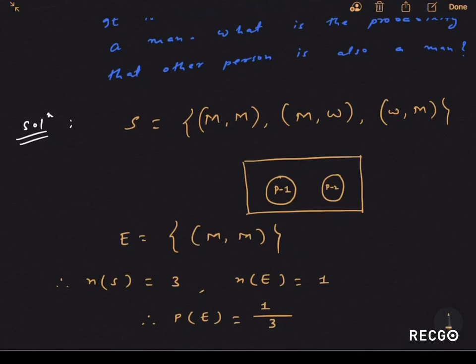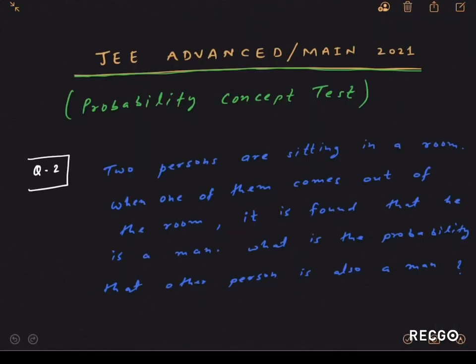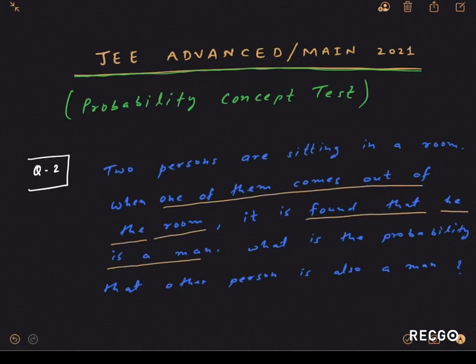But sometimes I have seen students making mistakes in this question also. Some of them say that it is 1 minus 1 by 4. That is wrong. Now coming to the second question. One of them comes out of the room and it is found that he is a man. What is the probability that the other person is also a man?